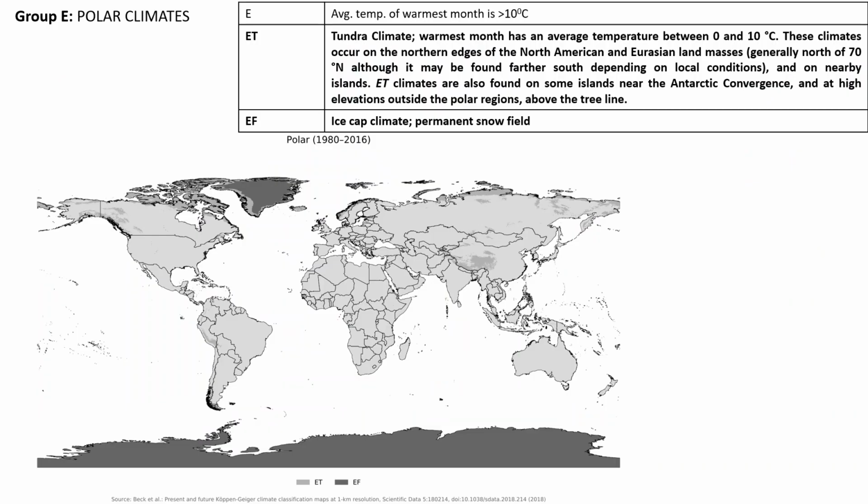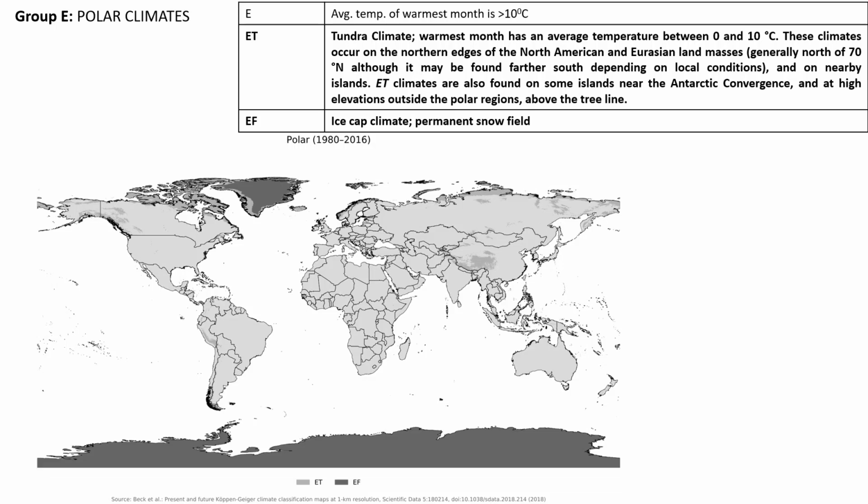The last one is the polar climates. So group E has the average temperature of warmest month less than 10 degrees Celsius. It has two types of subdivisions. The second alphabet in this group stands for T as tundra climate and F as the frost ice cap or permanent snowfield type of climate. So remember, don't get confused that the EF type of climate will be available only where there is permanent ice sheet like Antarctica and the places like Greenland or some Canadian highlands where the Laurentide ice sheet was there.